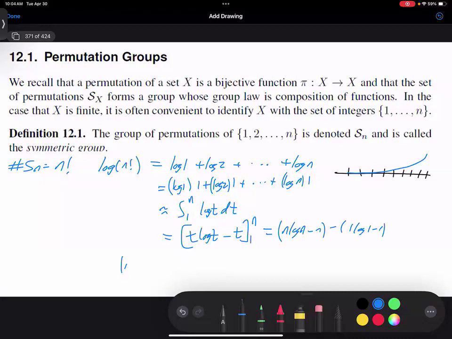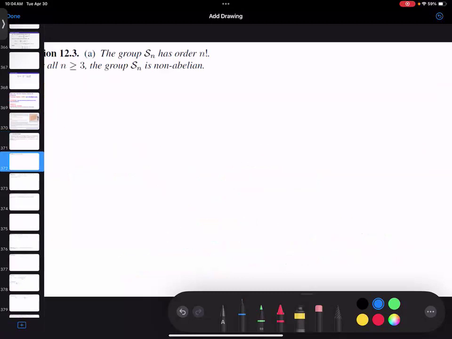And so we get that the log of n factorial is approximately n log n minus n, or n factorial is approximately e to the n log n minus n, which is n to the n e to the minus n. So the log of n factorial, we can estimate pretty well. I can do a better job than this, I'm just trying to get rough order of magnitude. This is the integral test from calculus. You should hopefully have seen something like this a while ago. This group is growing very rapidly in terms of how many elements there are.